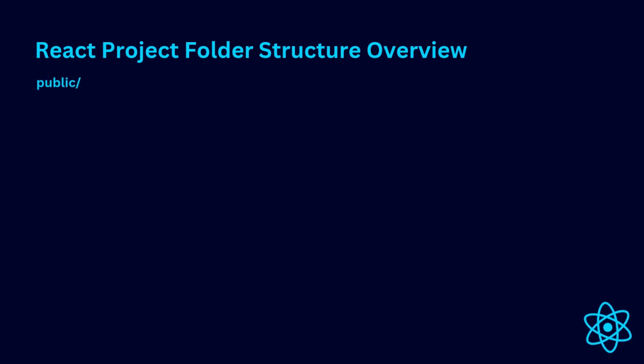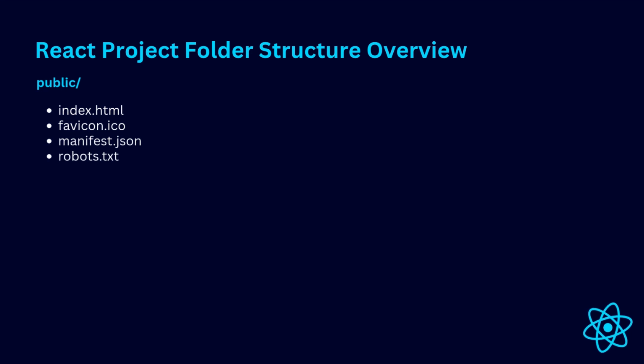Next, the public folder. This folder contains static files, files that don't get processed by Webpack. The most important file here is index.html. It contains a div with an ID of root. This is where your entire React app gets injected. Other files include favicon.ico, the icon in your browser tab, manifest.json for progressive web apps, and robots.txt, which tells search engines how to crawl your site.